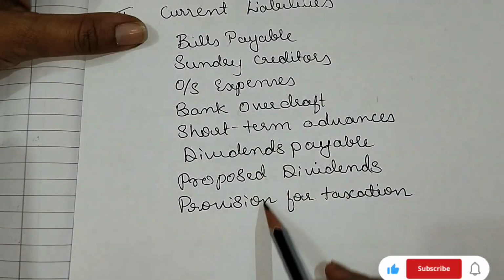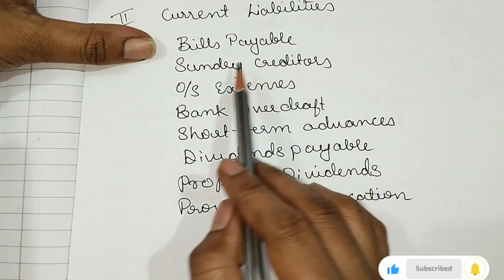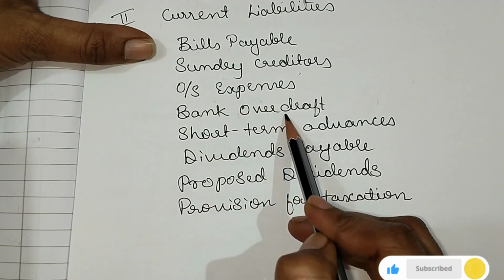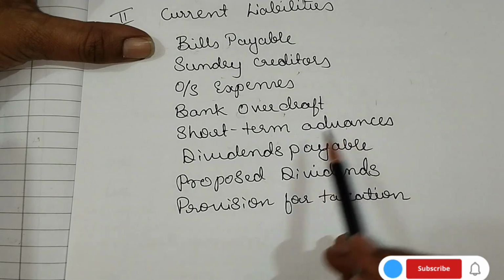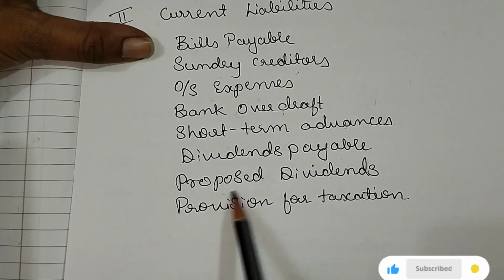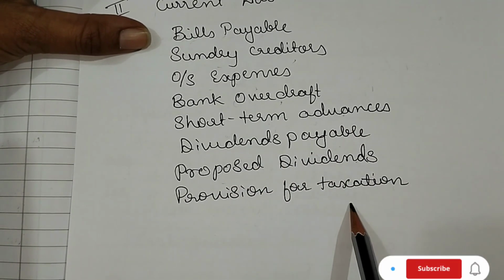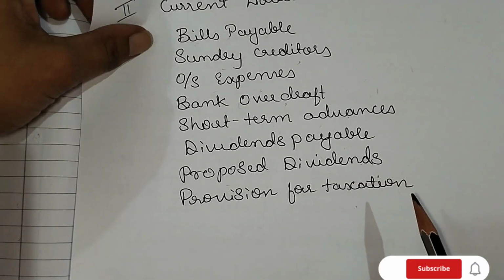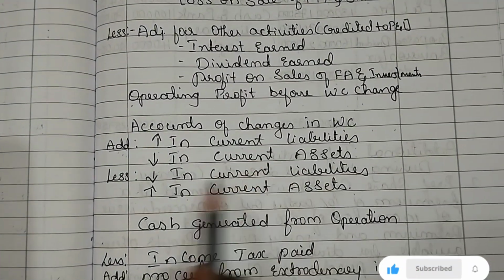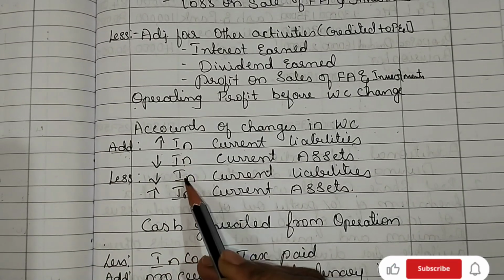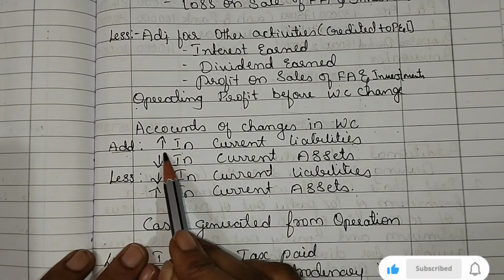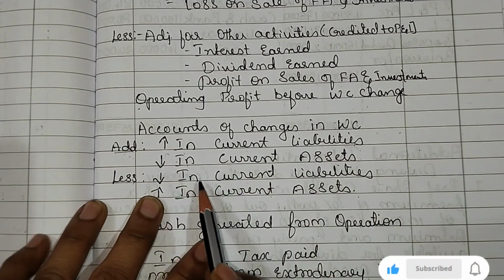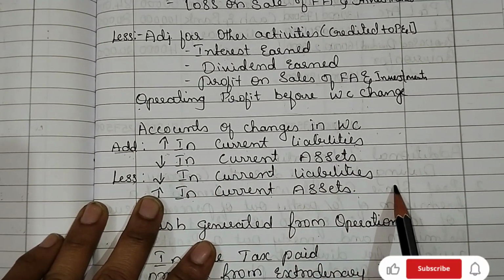And current liabilities are bills payable, creditors, outstanding expenses, bank overdraft, short-term advances, dividends payable, proposed dividend, provision for taxation. All these are coming under the current liabilities. Okay. Then less, just vice versa. Here you have added increase in current liability, so you are deducting decrease in current liability.